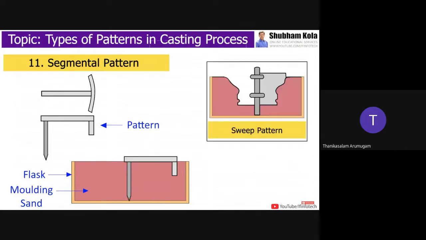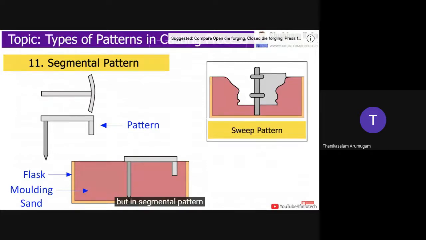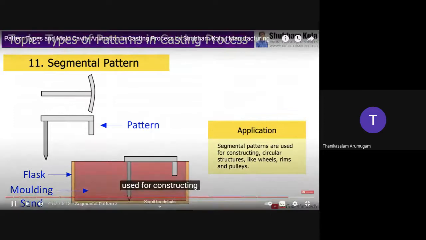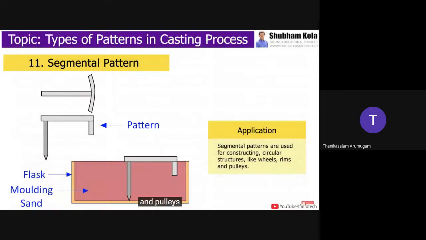In the sweep pattern, there is complete rotation, but in the segmental pattern, there is no complete rotation. And for creating the mold, we can rotate partly to get the required output. The segmental pattern is used for constructing circular structures like wheels, rims, and pulleys.